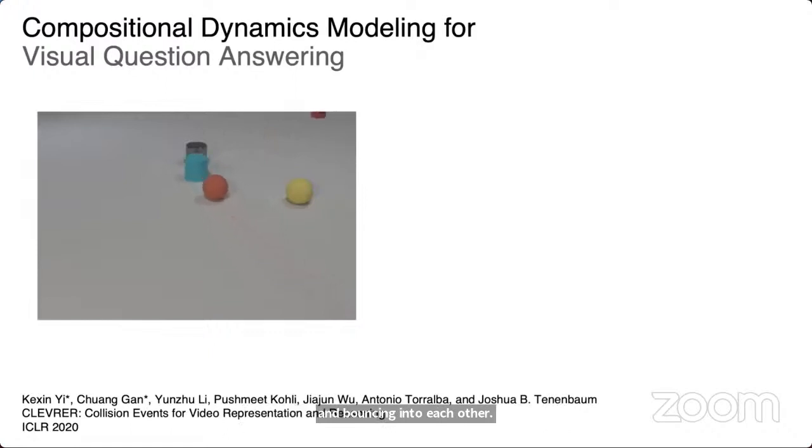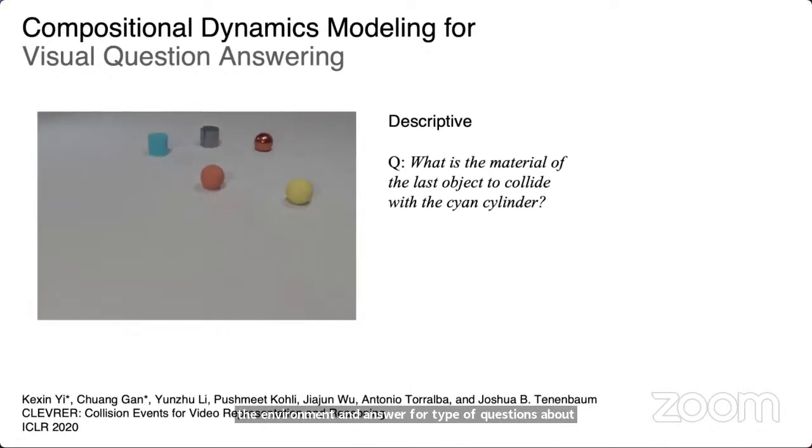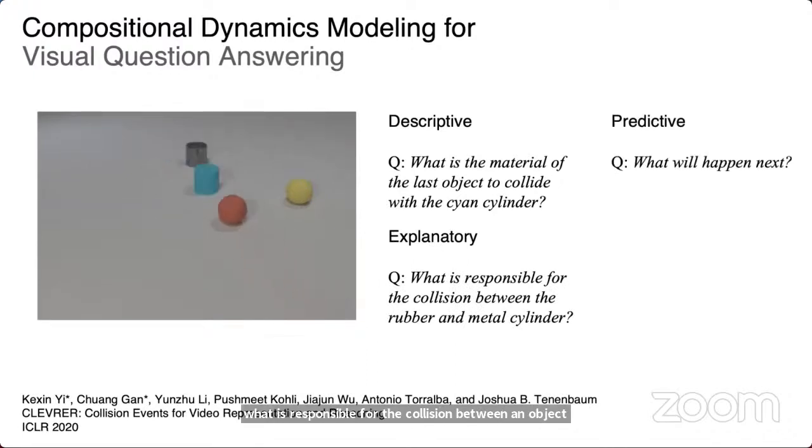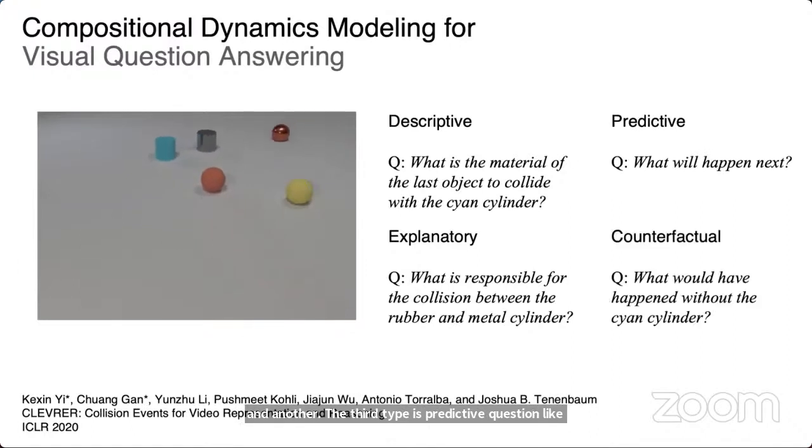Humans can reason about the interactions happening in the environment and answer 4 types of questions about the underlying dynamics. One is descriptive questions, like what is the material of the last object to collide with the cyan cylinder. The second type is explanatory questions, like what is responsible for the collision between an object and another. The third type is predictive questions, like what will happen next. And the last type is counterfactual questions, like what would have happened if the cyan cylinder is not there. The ability to model the dynamical system is essential to answer these questions and requires the model to capture the compositionality of the underlying thing.